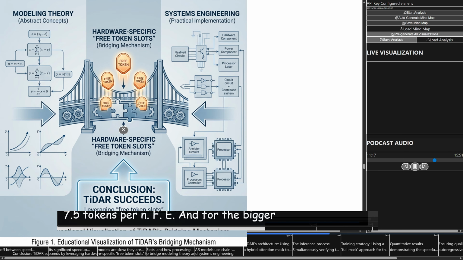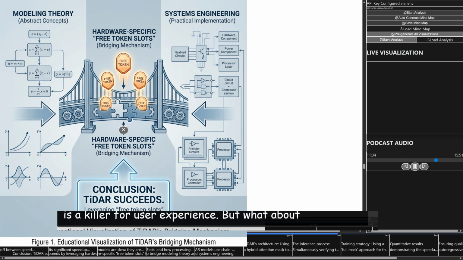And for the bigger 8 billion parameter model? It's even better. The speedup jumps to 5.91 times, yielding over 8 tokens per NFE. A 6-fold speedup in tokens per second is just transformative for real-time apps. You know, chatbots, coding assistants, anywhere latency is a killer for user experience.